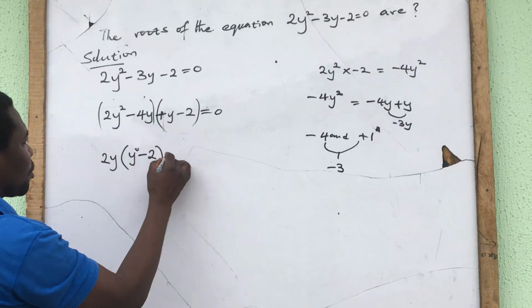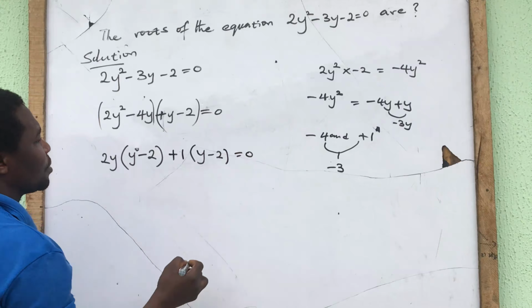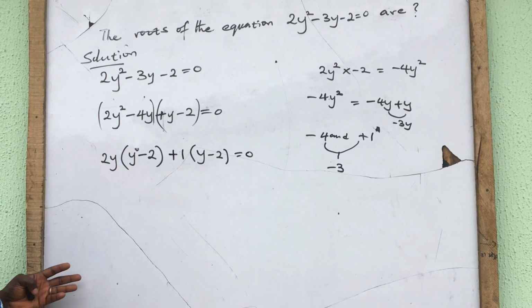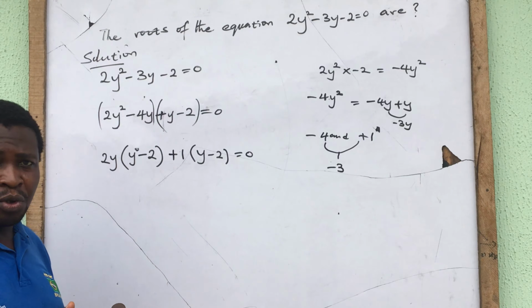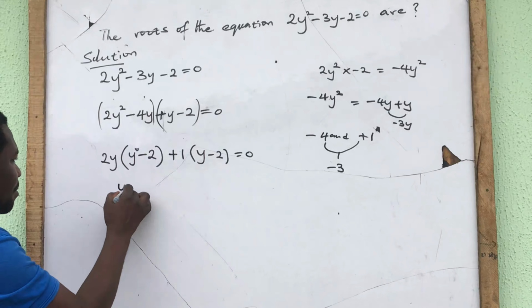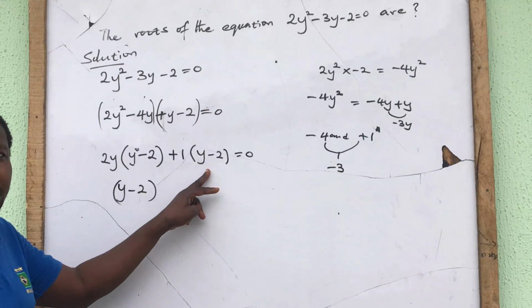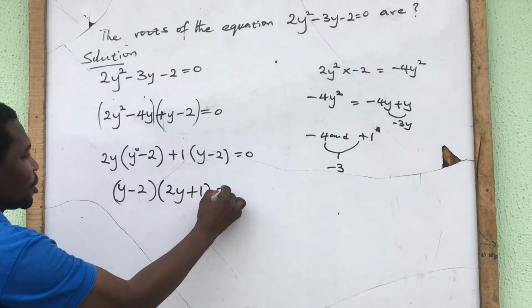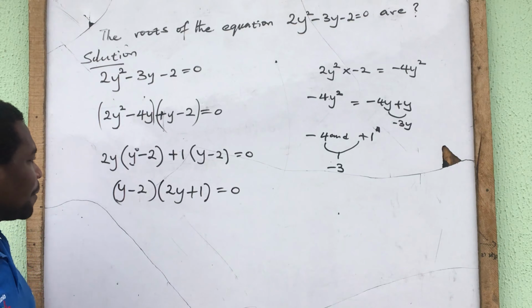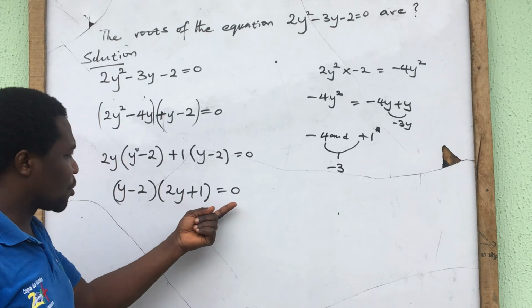So then what is common here? This is 1 into y minus 2 equals 0. If you look at this now, I can easily factorize it again. Look at the common factor. You can see that y minus 2 is common to this part and the other part. So from that, I have 2y plus 1 equal to 0. Now, y minus 2 times 2y plus 1 equal to 0.